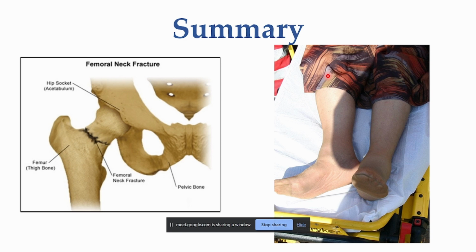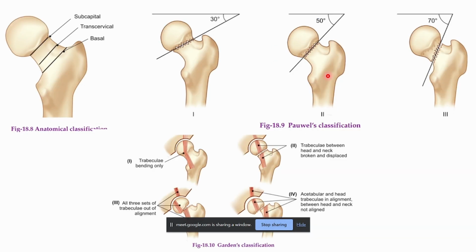Then we delved into the anatomy of the neck of the femur, explaining the very complex structures and the types of fractures that can occur. As we see in the slides, there is the anatomical classification, Pauwels classification, and the Garden classification. This section is aimed to emphasize the fracture patterns and the associated complications.